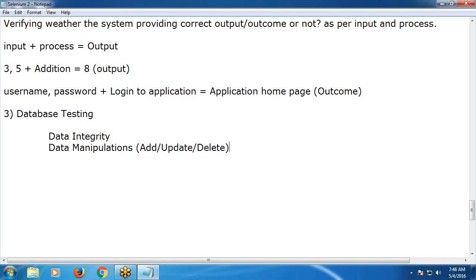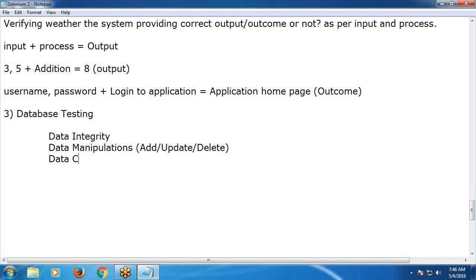Next, addition. Suppose 1000 records are there. After that you entered 10 records, then the latest record count is 1010. That is checking the addition operation. Next, update. Suppose 1000 records only, you modified 2 records with new data, that you have to check. See, data manipulations.